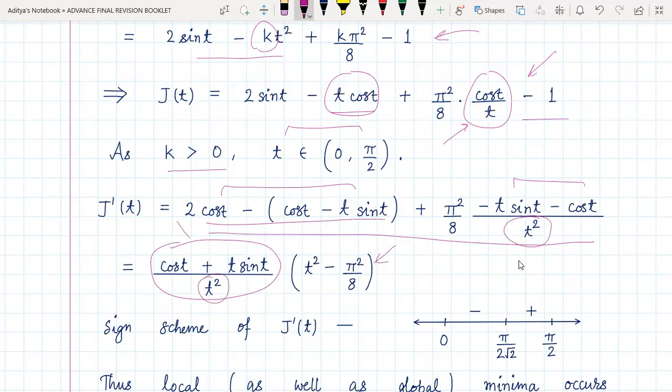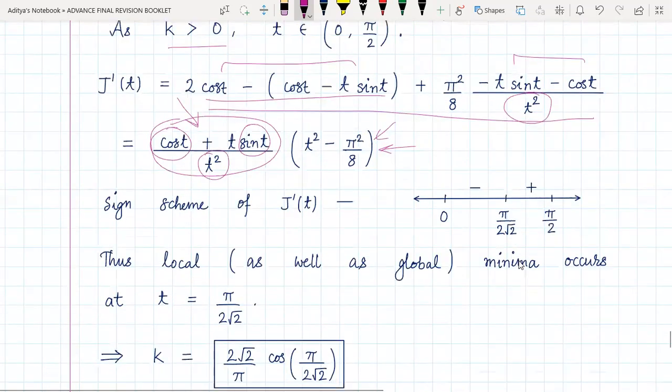Of course, cos t plus t sine t is going to be a positive quantity since t is an acute angle. So this is positive, t is anyway positive. So the sign scheme of J prime t will depend entirely on t square minus pi square by 8. So the sign scheme of J prime t we are making from 0 to pi by 2. So of course the only root in this interval of this expression would be pi by 2 root 2, and making the sign scheme is not at all a big deal. So this way the sign scheme of J prime t would look like.